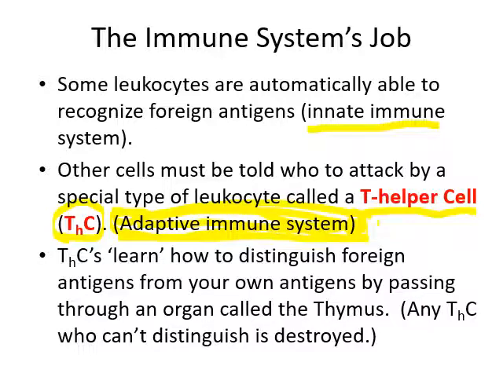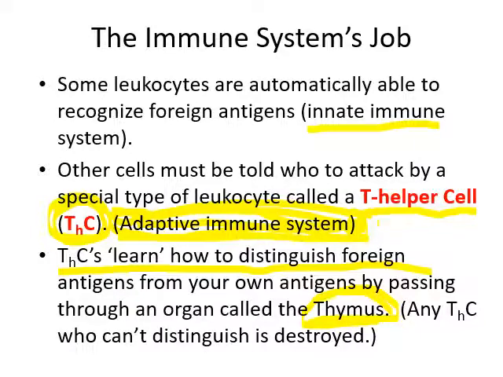Because the T helper cells have to learn to distinguish foreign antigens from your antigens, one of the common sayings is that T helper cells learn how to tell the difference between foreign antigens and your antigens. They learn how to do this by going to college, and the college that they go to is they pass through an organ called the thymus.